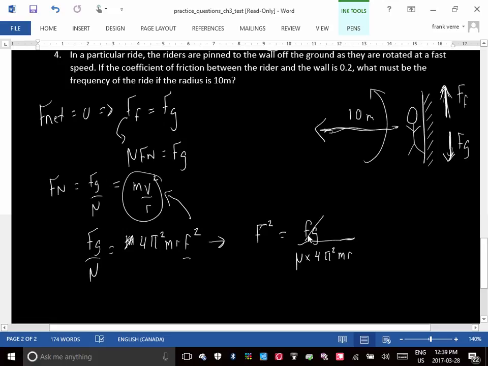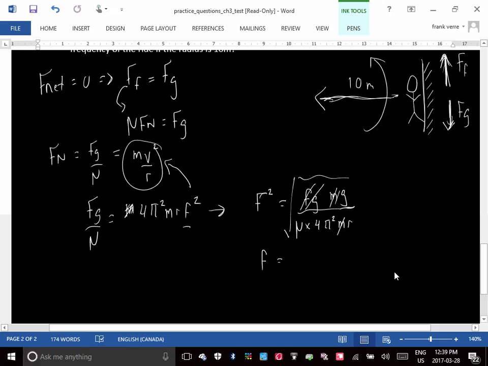Now, the weight is the same as what? mg. So m is going to cancel out. So our frequency is going to be the square root of g over mu 4 pi squared r. So what do you get for that?